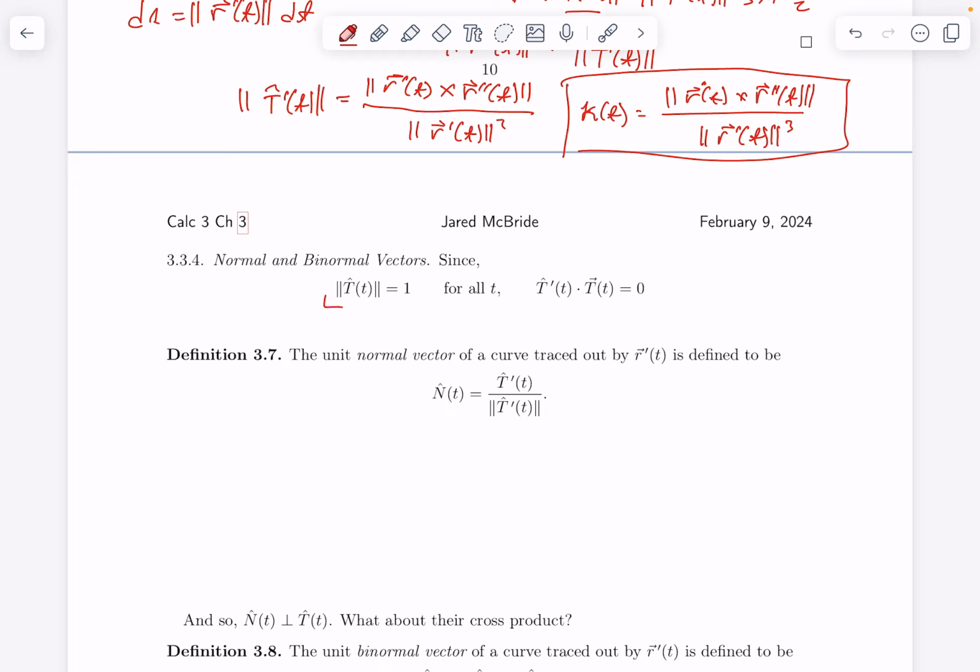vectors. So this is true, right? We know that, and we've seen that before. We just used that fact, actually. So what we'll do is define the unit normal vector. That's going to be the derivative of the tangent, normalized. So the unit normal vector of a curve traced out by r, oh, that's a typo. That should not be a prime. No prime. That's +1 for me. Is defined to be that thing.